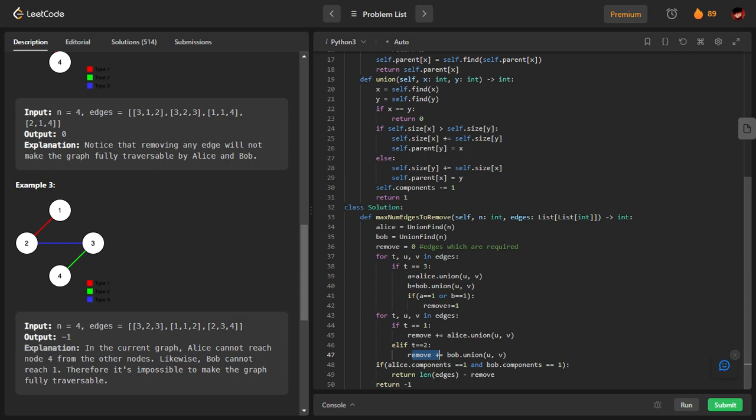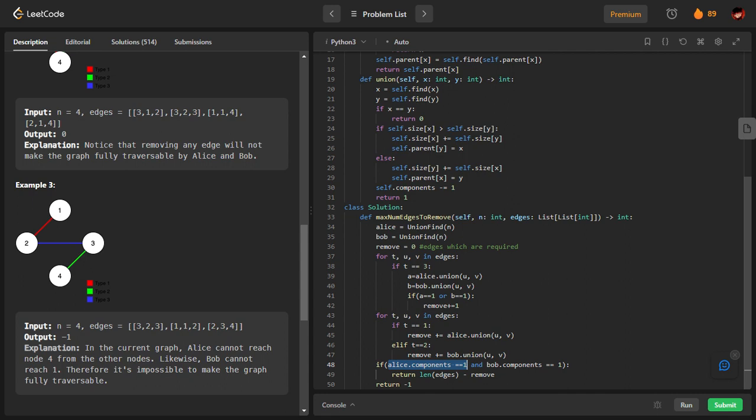This union will return 1 only if U and V are not already in the same union. If they're already connected, then the current edge we're discussing between U and V is not required at all. So that is what I'm saying here: this function will return 1 only if U and V were not already connected. So we are adding to the remove array.